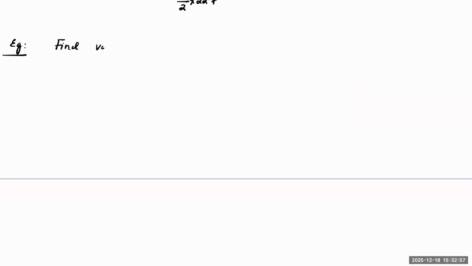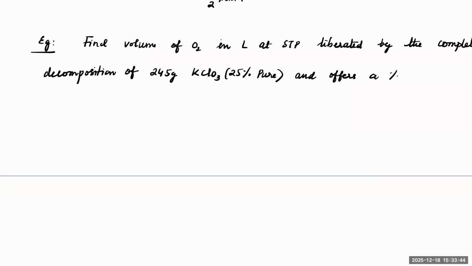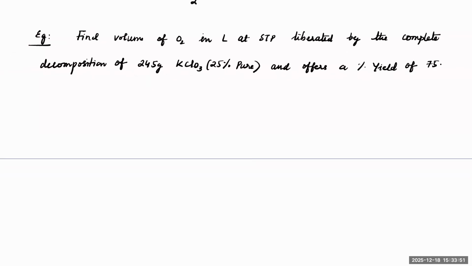Find the volume of O2 in liters at STP liberated by the complete decomposition of 245 grams of KClO3, which is 25% pure only, and offers a percentage yield of 75. Okay, this is how the question has been framed now.